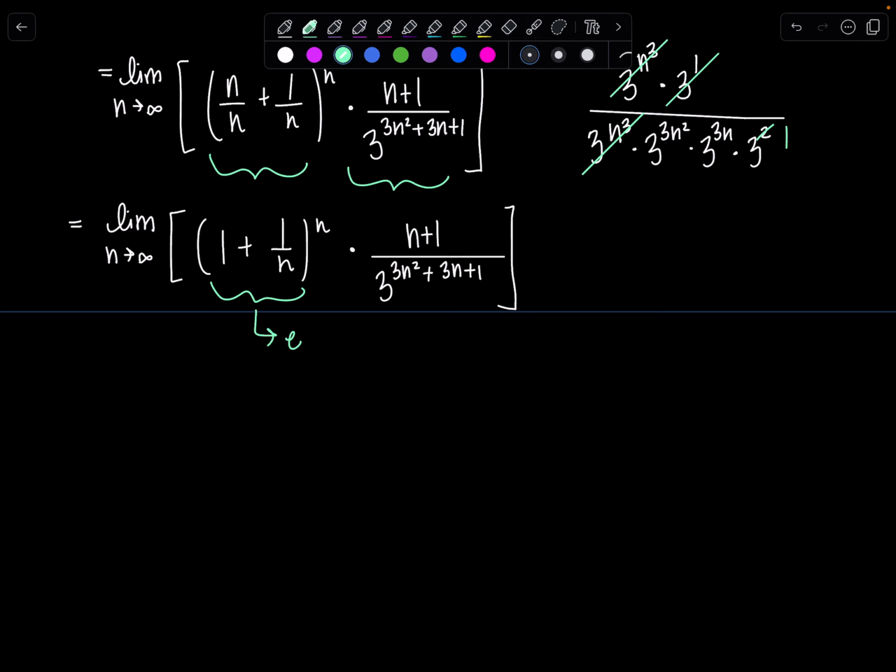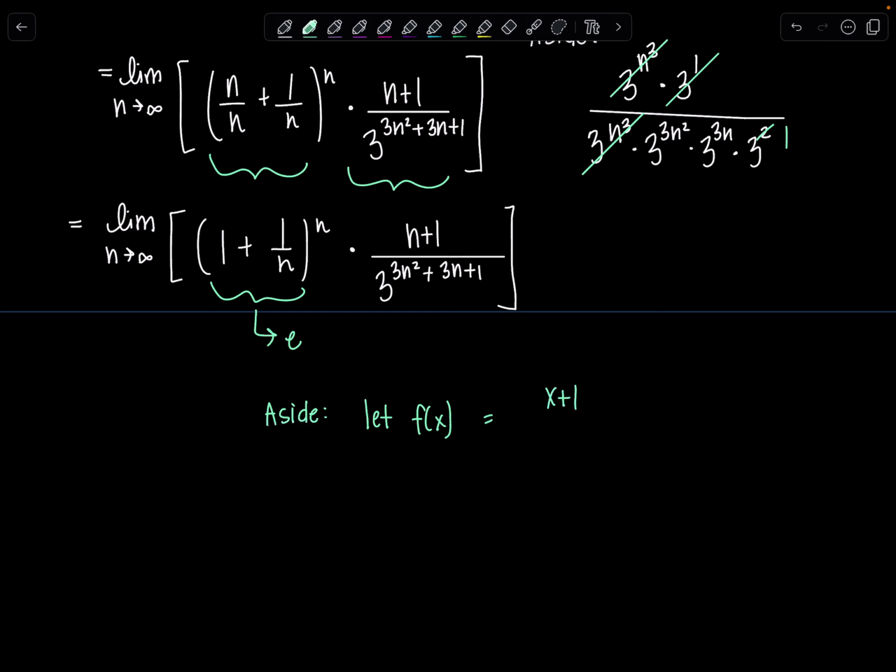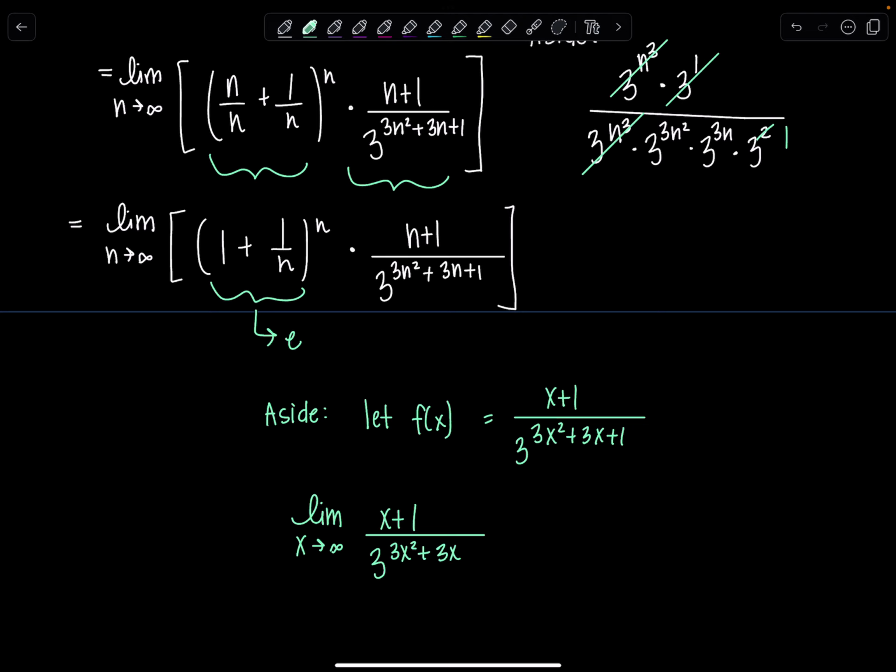And in order to do that, we need to use L'Hopital's rule, because notice the numerator is approaching infinity, the denominator is approaching infinity. And as I've said a bunch of times, you're not allowed to apply L'Hopital's rule when working with the terms of a sequence or series because they're not differentiable. So we have to define a function of x. So you say, as an aside, we're going to let f of x equal x plus 1 over 3 to the 3x squared plus 3x plus 1. And then I want to look at what's the limit as x approaches infinity of x plus 1 over 3 to the 3x squared plus 3x plus 1.